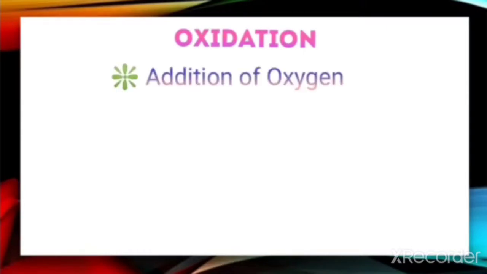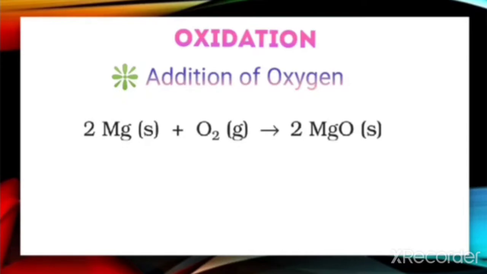An oxidation reaction can be defined in this way: the reaction in which there is addition of oxygen is called oxidation. When we take the example of magnesium, when it reacts with oxygen, it gives rise to magnesium oxide. You are already familiar with this equation.